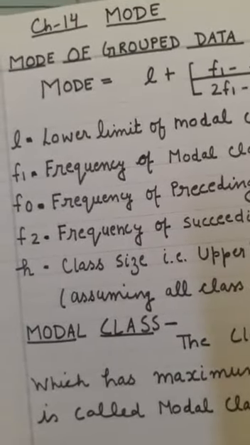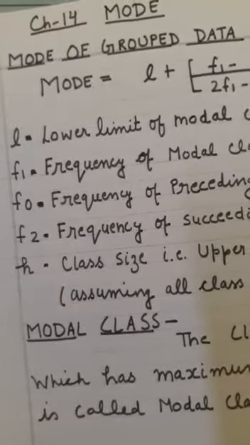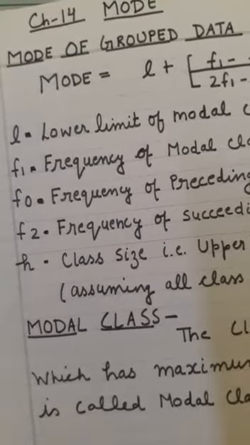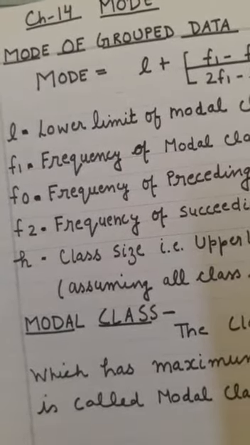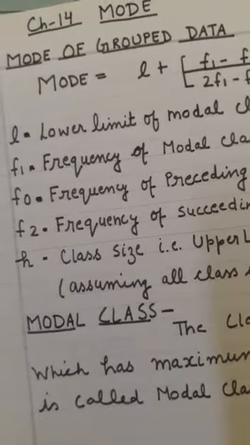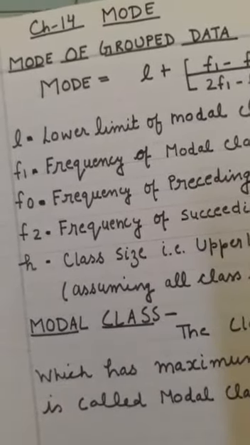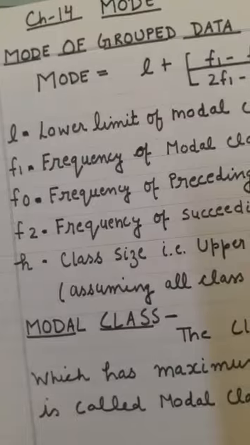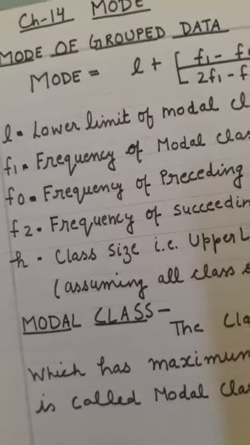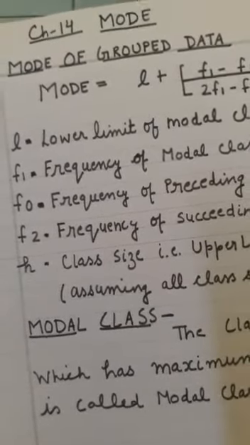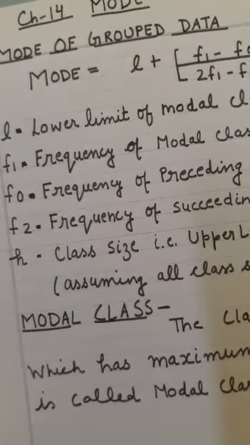When so many observations are given, the mode is a number which repeats maximum times, that is, which has maximum frequency. So that is the mode. But now in class 10th, we will do mode of grouped data. Grouped data means class intervals and frequencies are given.